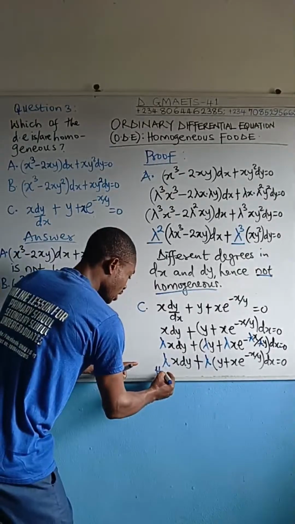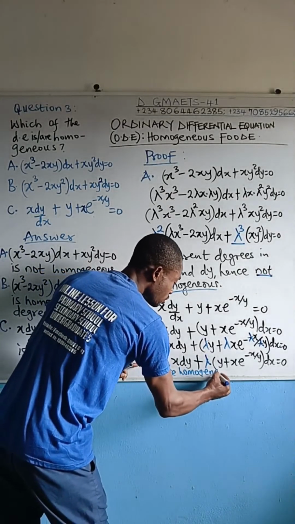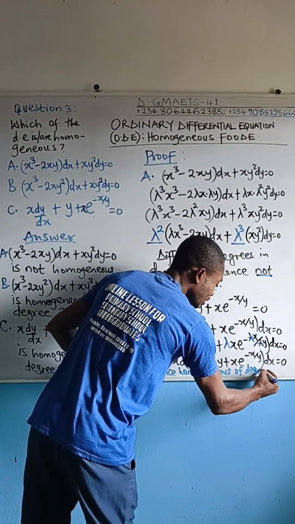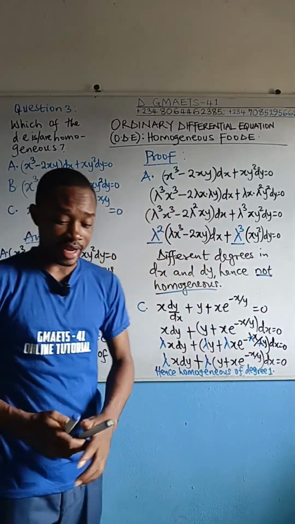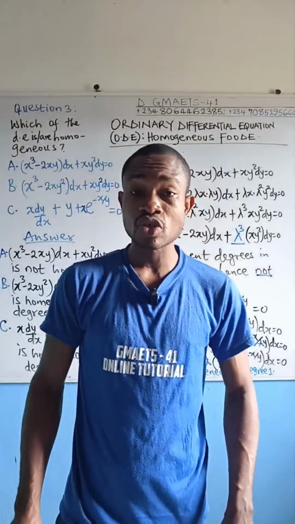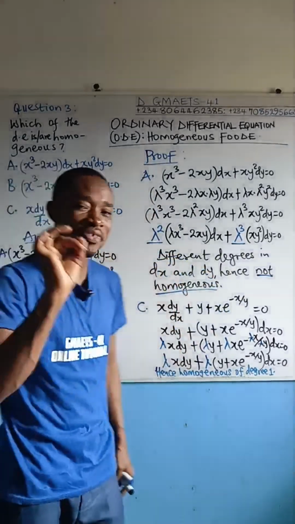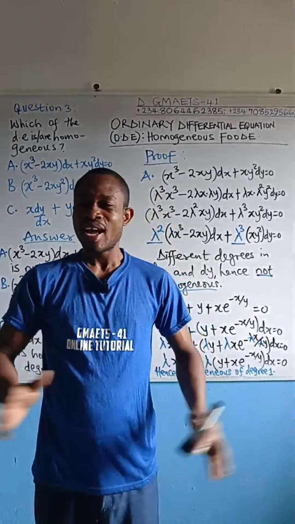So I can now say hence homogeneous of degree 1. So having said this, you have identified that this guy is homogeneous. You can now solve if you're asked to solve it. So guys, we are done with how to identify a homogeneous first order ordinary differential equation. I have to spend time on this.